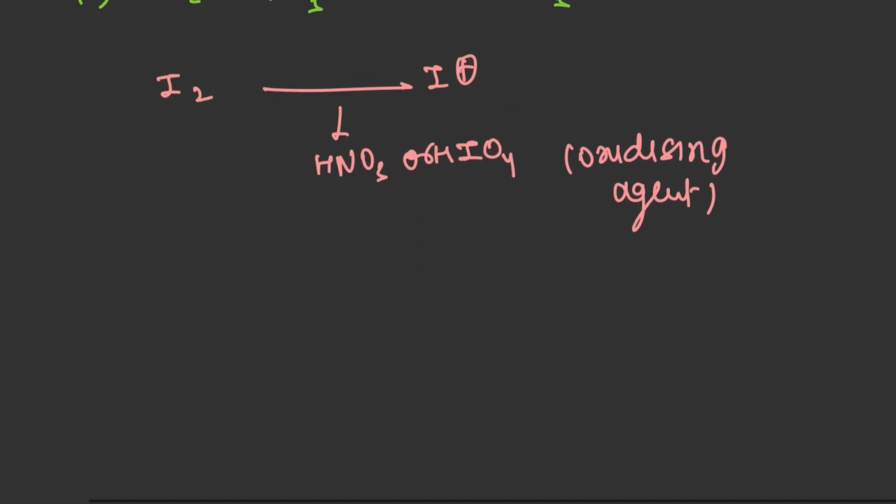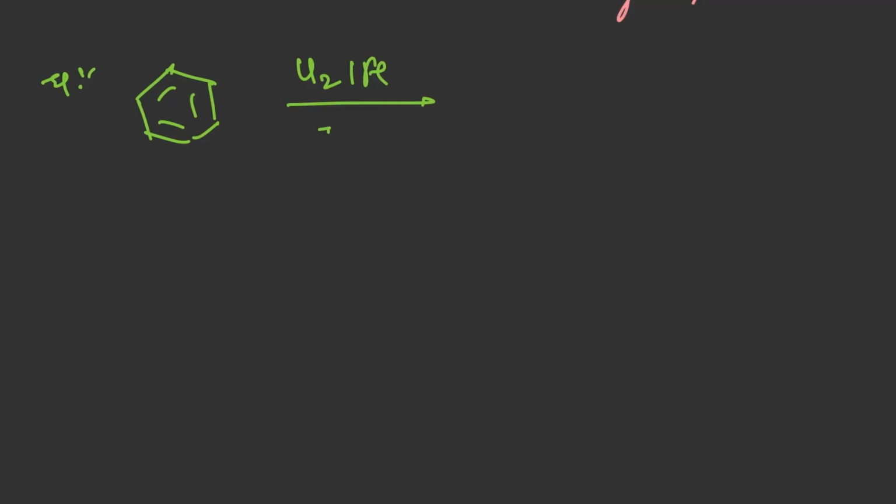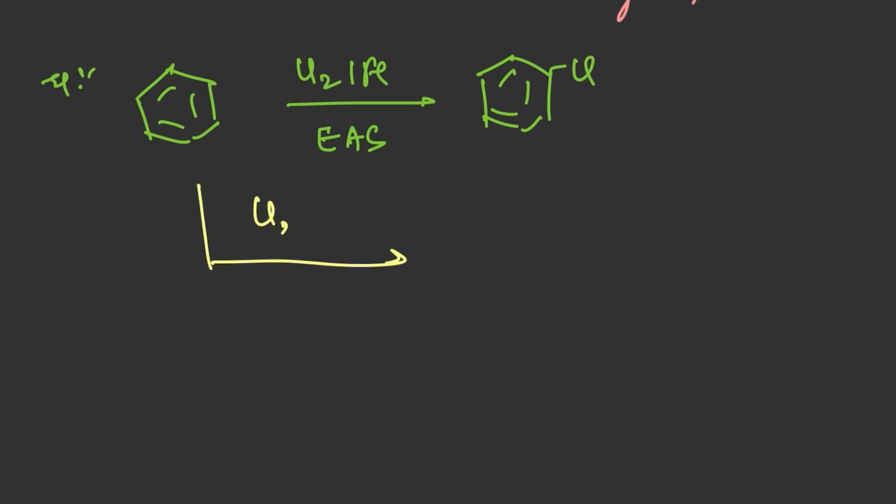Now let's solve some questions regarding it. We have benzene reacting with Cl2 and Fe, and it is an EAS reaction. So it will simply form chlorobenzene. Similarly, when it reacts with Cl2 in presence of h nu, it will form C6H6Cl6.